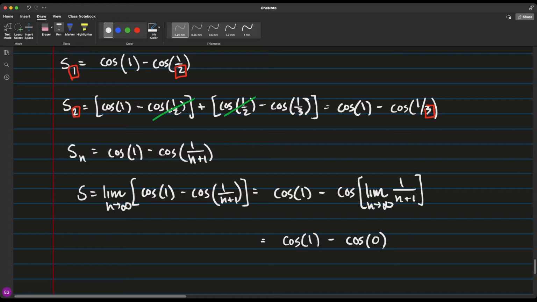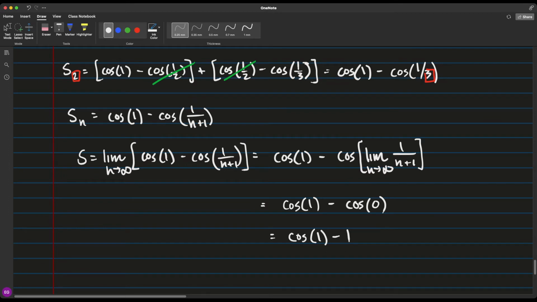And what's the cosine of 0? Think of your cosine. Yep. So this is equal to the cosine of 1 minus 1. This is pretty cool.